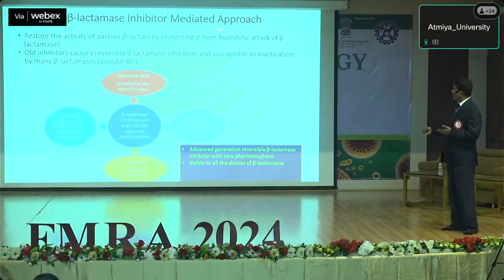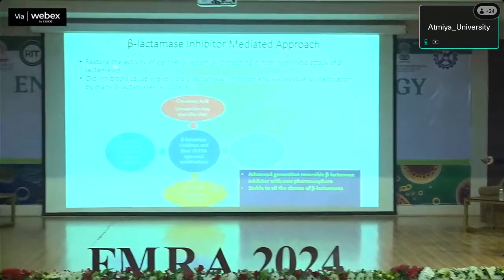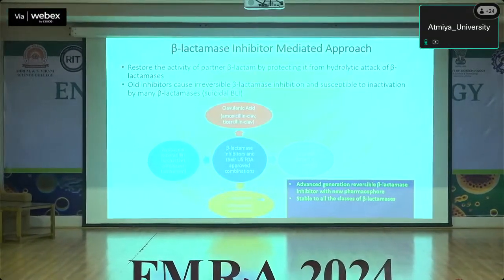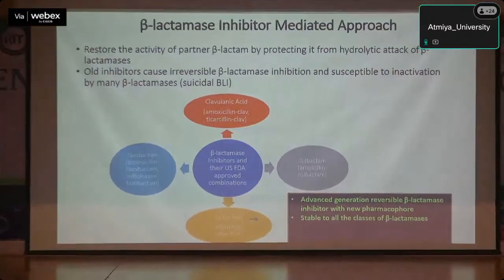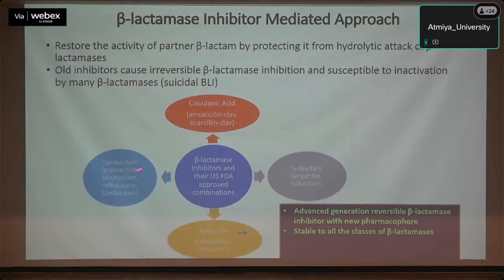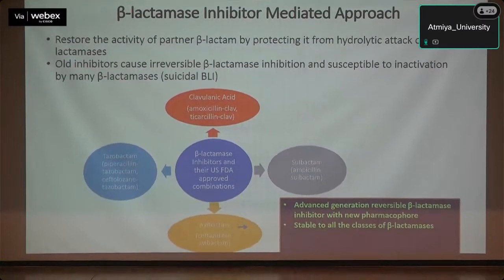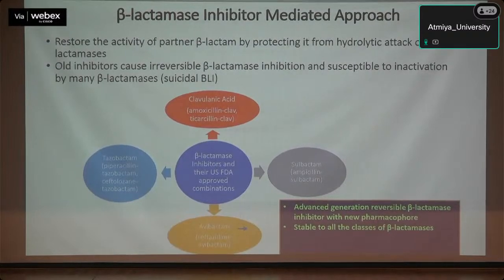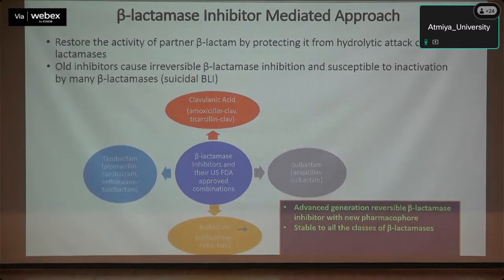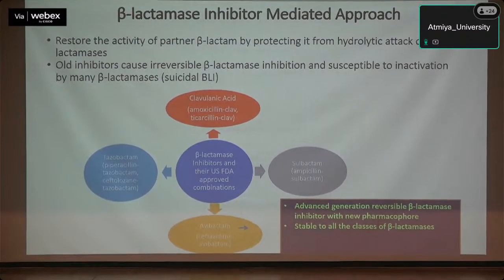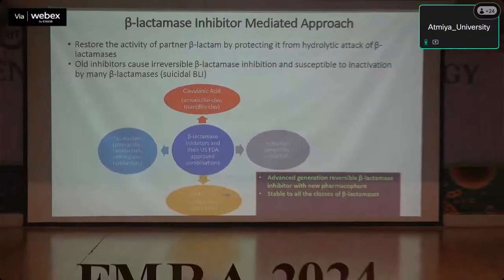So what is a beta-lactamase inhibitor? They are generally known to restore the partner beta-lactam activity by inhibiting the beta-lactamase enzyme. Old inhibitors include clavulanic acid, tazobactam, and sulbactam. Now, clavulanic acid, we know as Clavum or Augmentin. Clavum is the syrup given to children particularly, and Augmentin is given to adults. But both of them have the same composition.